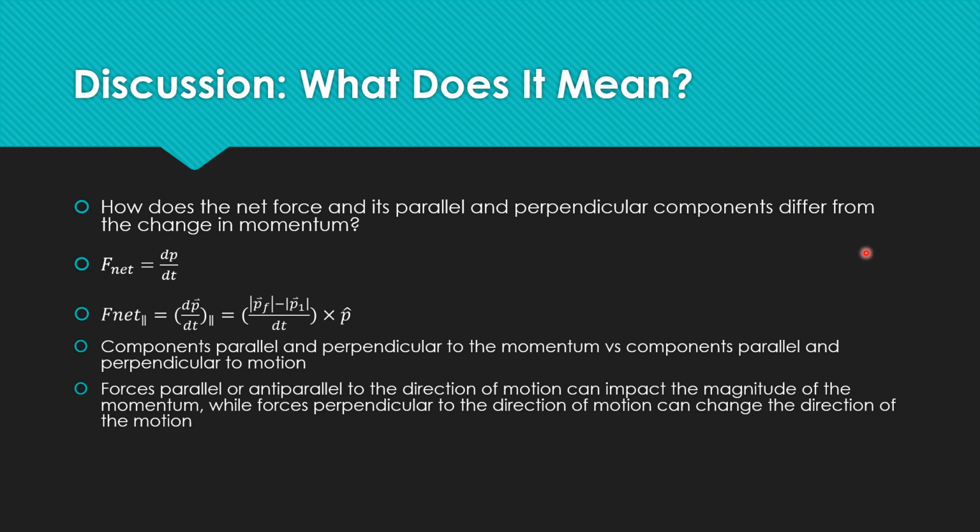So what does it mean? How does the net force and its parallel and perpendicular components differ from the change in momentum? So first of all, the net force is equal to change in momentum over time. Net force parallel is equal to change in momentum parallel over time as well. But forces parallel or anti-parallel to the direction of motion impact the magnitude of the momentum, while forces perpendicular to the direction of motion change the direction of the momentum.